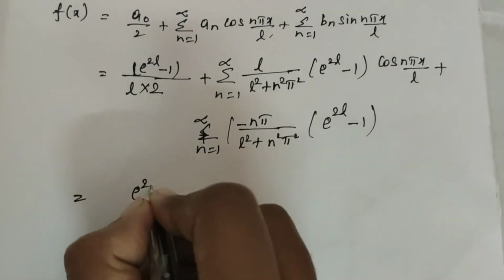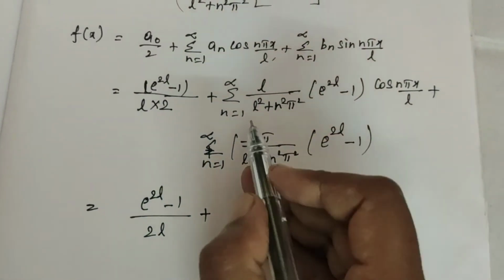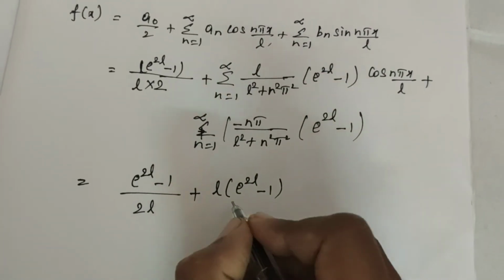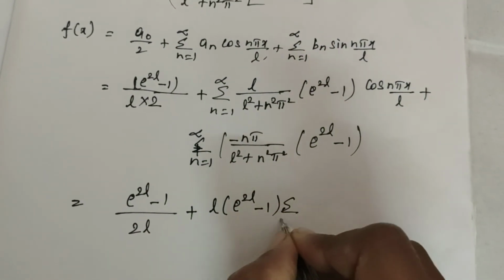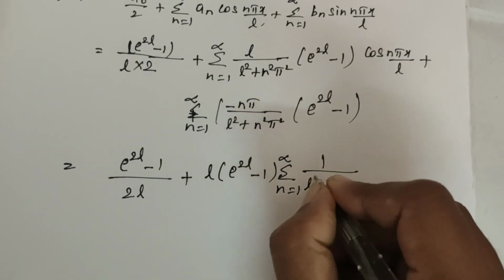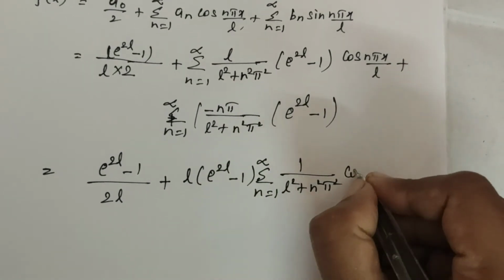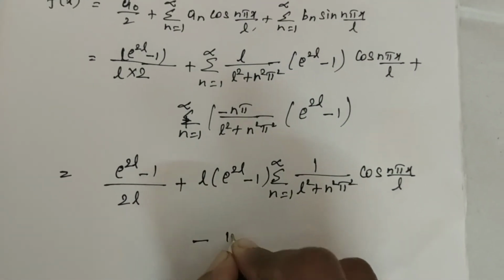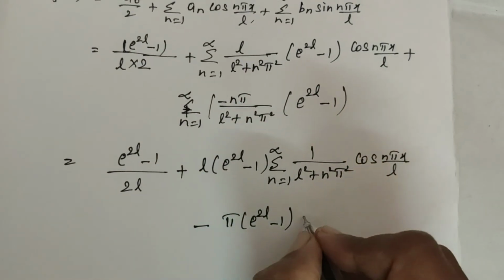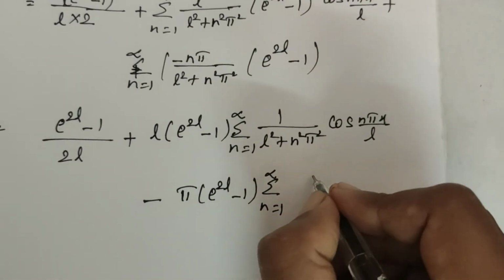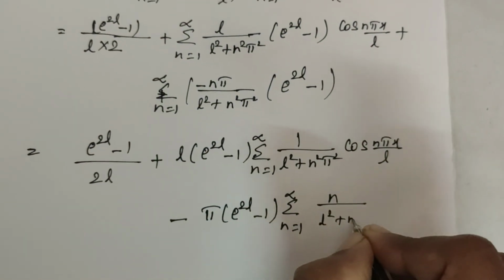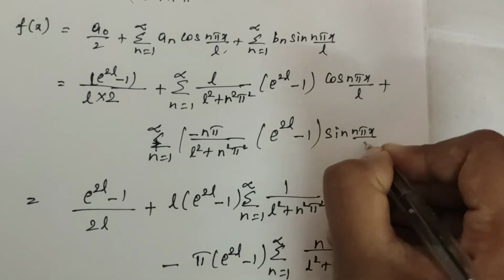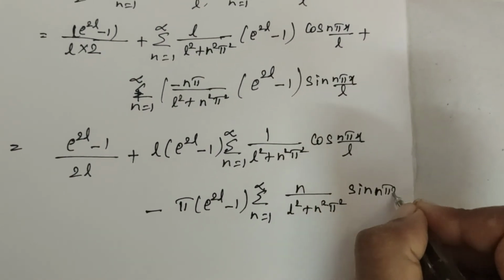So it is equal to e power 2l minus 1 by 2l plus, since only n is varying, we take the constants outside: l, e power 2l minus 1. The summation n equal to 1 to infinity of 1 by l square plus n square pi square, where the terms containing n stay inside, and then cos n pi x by l. And then the minus into the minus, so similarly pi into e power 2l minus 1. Summations n equal to 1 to infinity, n by l square plus n square pi square, then sin n pi x by L. Similarly, sin n pi x by L.